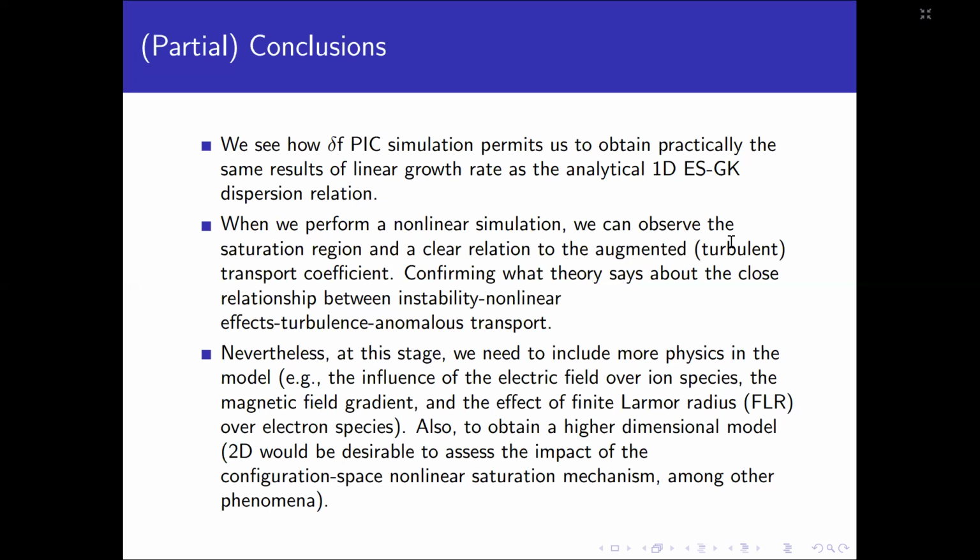Nevertheless, at this stage, we need to include more physics into the model. For example, the influence of electric field over the ion species, the magnetic field gradient, and the effect of Larmor radius over the electron species, right? Also, we want to obtain a higher dimensional model. It would be great to have a two-dimensional model, especially to assess the impact of the configuration space nonlinear saturation mechanism, which is another saturation mechanism, among other phenomena, right? So, well, that's basically where my research is at this stage.